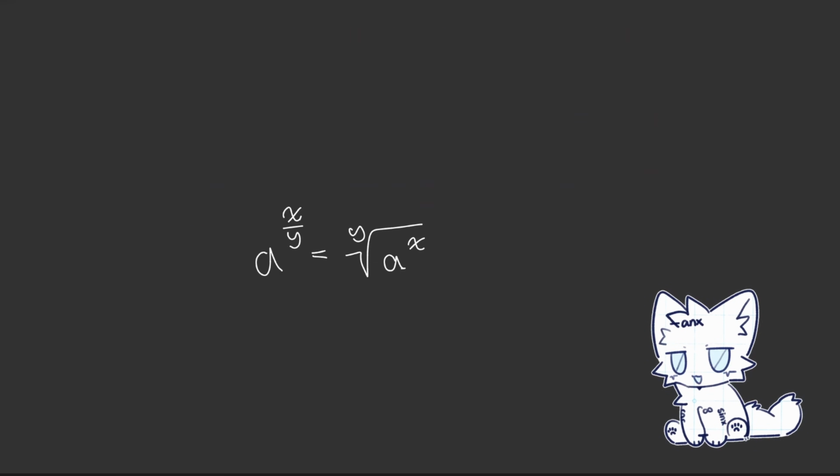In another situation, let's say you have x to the 5/2. Well, let's identify the y. Y is 2 here, so it'd still be the square root. And then you have the x, let's identify x, that is 5. So it would be the square root of x to the 5th power.